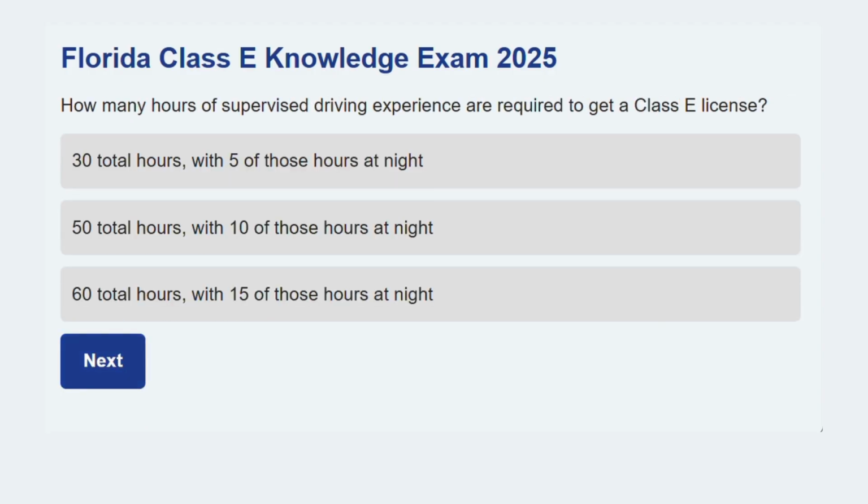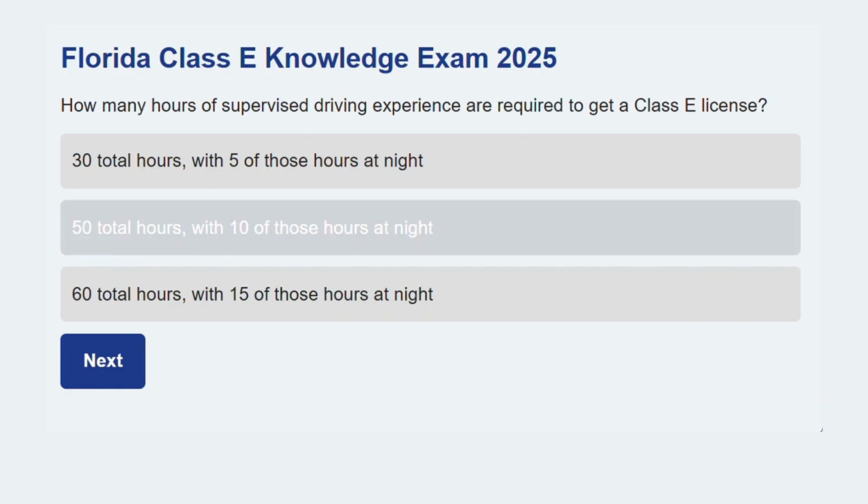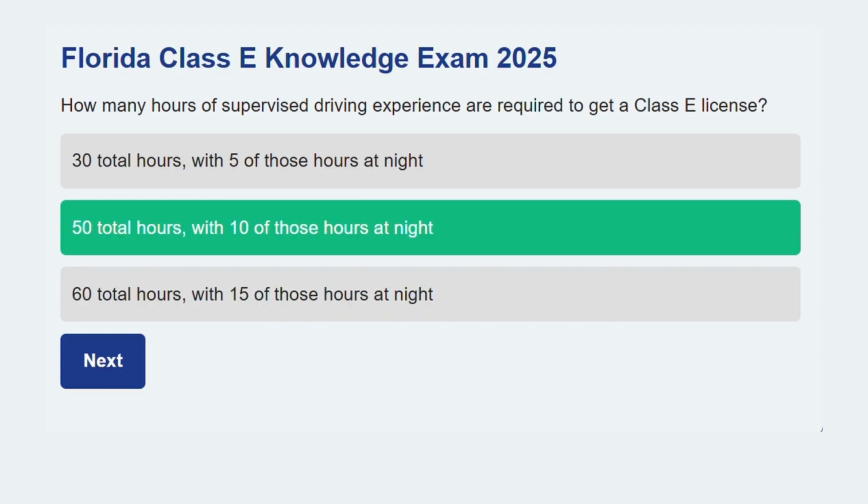Moving ahead, how many hours of supervised driving experience are required to get a Class E license? 50 total hours, with 10 of those hours at night. This minimum practice time is required for new drivers.